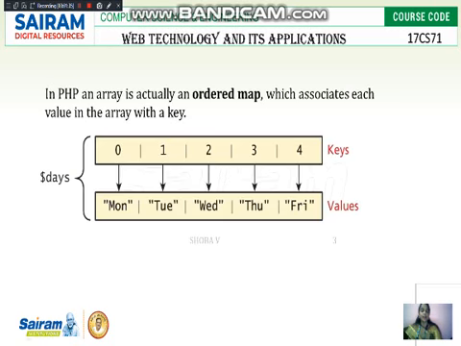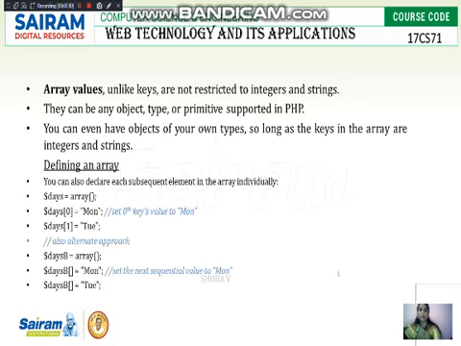In PHP, an array is actually an ordered map which associates each value in the array with a key. The value is the input, and the key is a form of named element for the input field. Array values are not restricted to integers and strings; they can be of any type, object or primitive, supported in PHP. So you can even have objects of your own type.